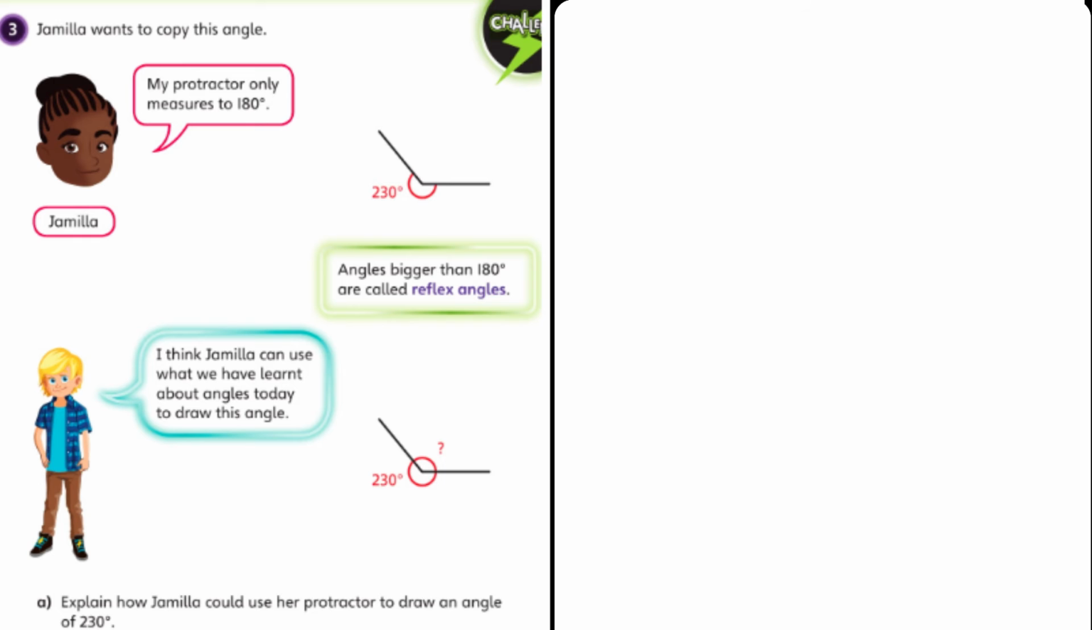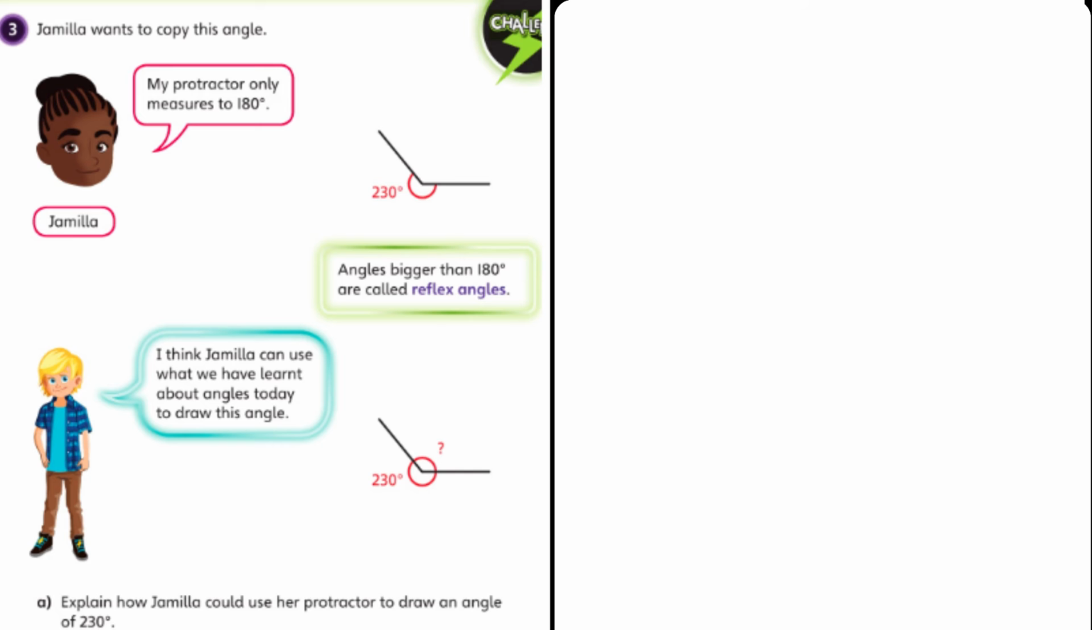Now let's take a look at the challenge from the textbook. It says, Jamila wants to copy this angle. She says, my protractor can only measure to 180 degrees. And as you can see, the angle she wants to copy is 230 degrees. A little note there for us says, angles bigger than 180 degrees are called reflex angles, which we talked about before. Now Dexter has made a little note as well, saying that he thinks Jamila can use what we've learned about angles today to help her draw this angle. But how?